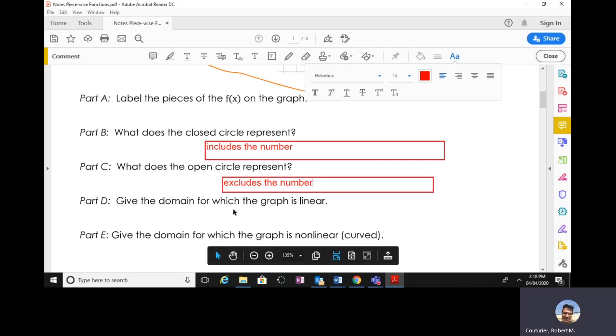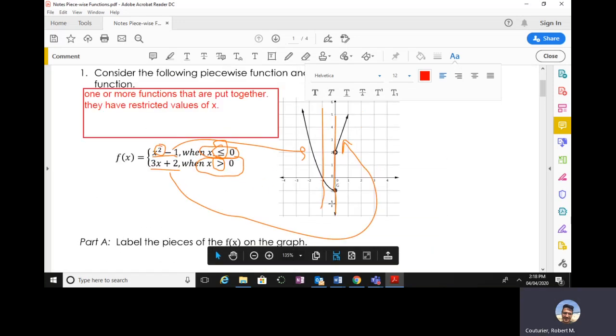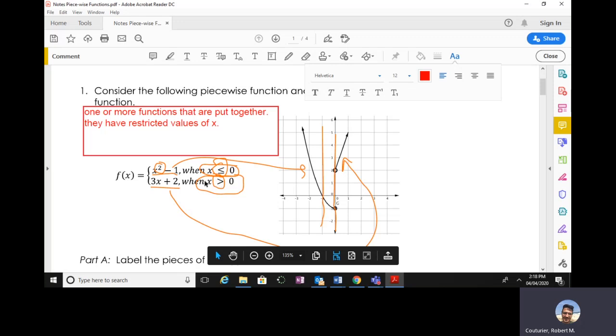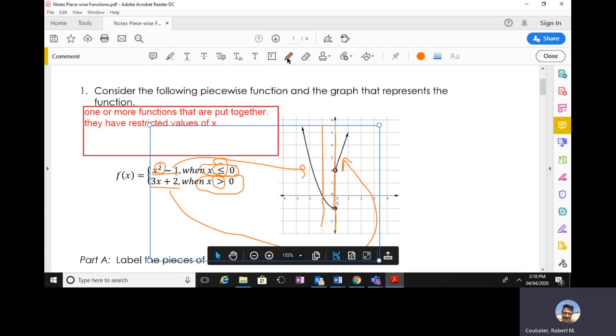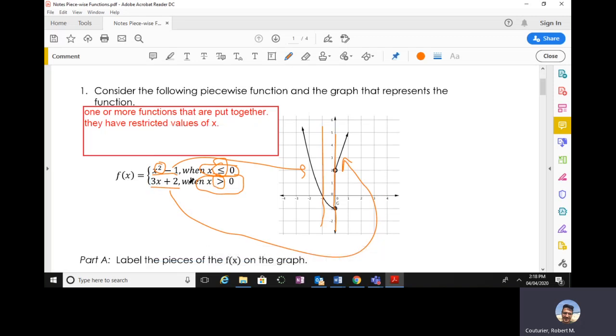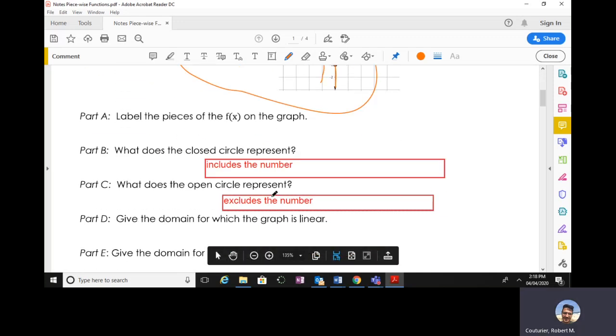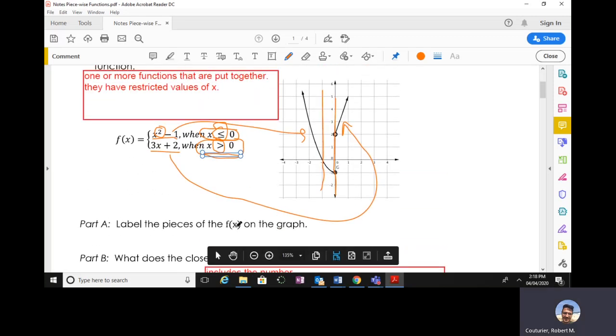Give the domain for which the graph is linear. Well, take a look. The domain of what, first off, they gave it to us right here. This right here tells us what the domain is. Okay? The domain for the linear, because this is the linear function, is x is greater than 0. Look right here. Is it? Yeah, 0, 1, 2, 3, 4, and the line goes on forever, so it doesn't include 0, but everything greater than 0. Then it says, well, what's nonlinear? Well, that's just the opposite. That's given to us right here. X is less than or equal to 0 because it's a solid dot right there, and it goes this way forever.